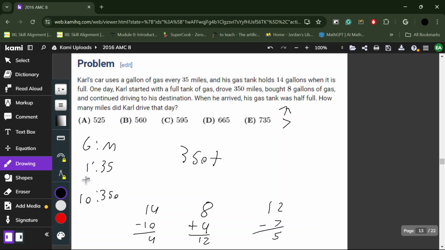So if this is 5, we're multiplying 35 times 5, which is 175. So when we add 175 plus 350, we get 525 miles, which is letter A.